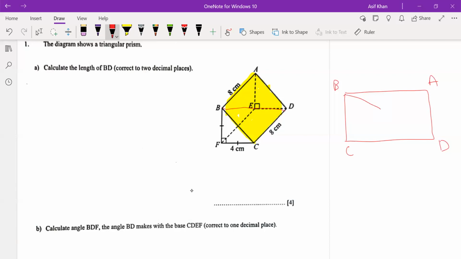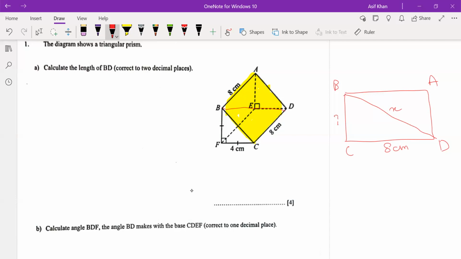From B to D, this side, is going to ask what this side is. This side C to D, this one is 8 cm. But the problem is what? We don't know any other side. So at least we know this side, where I am marking a question mark.